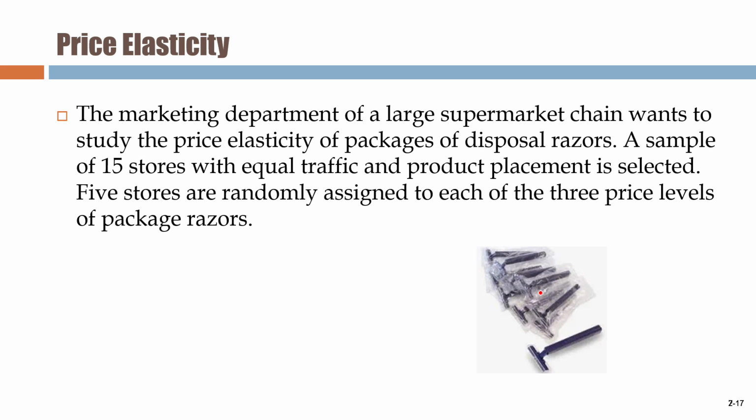So this supermarket chain selected 15 stores, with equal traffic, where traffic is how many customers are coming in, and product placement is selected. Then 5 stores were randomly assigned to each of the 3 price levels of a package of razors. So for this package of razors, you have 3 different prices, P1, P2, P3, each assigned to 5 stores. Altogether this is 15 stores.